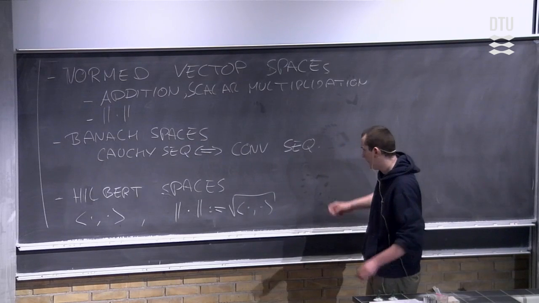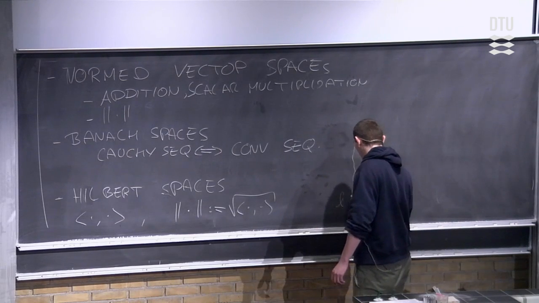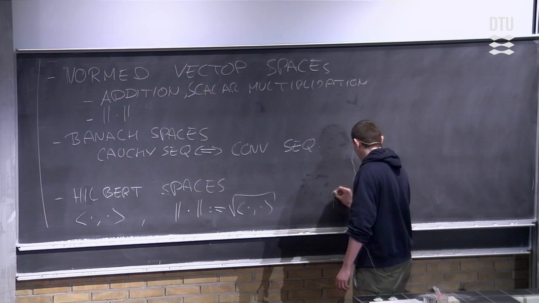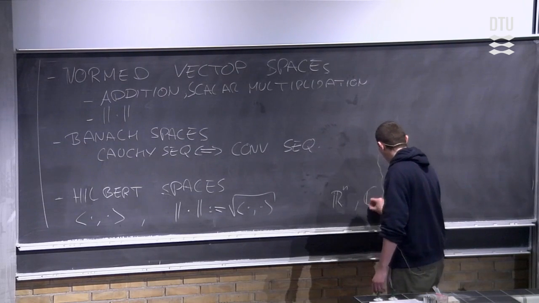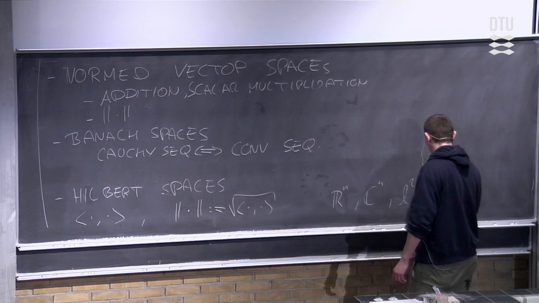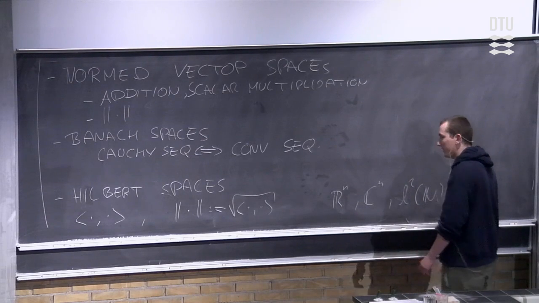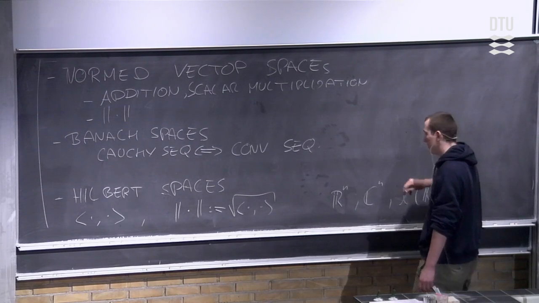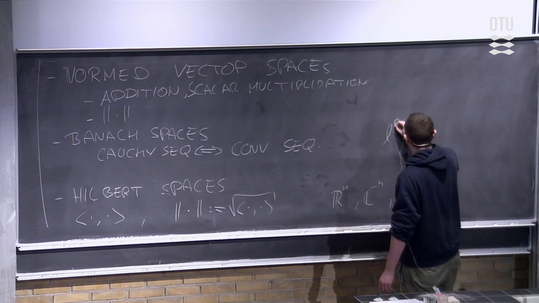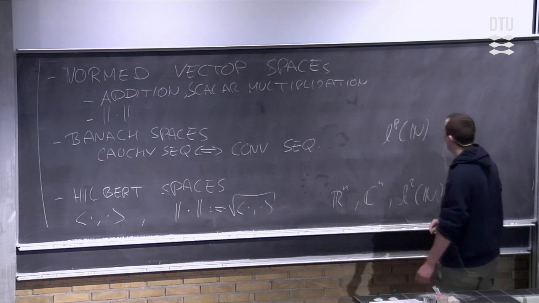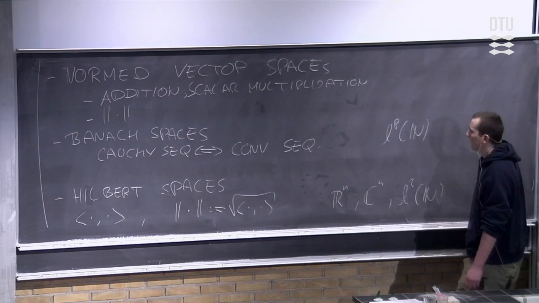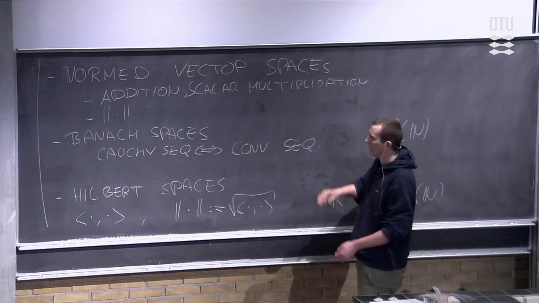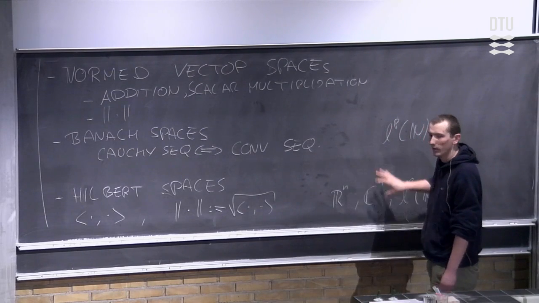And some examples of Hilbert spaces we saw last time were the classical spaces Rn and Cn, and then we had little L2 over the natural numbers. And spaces that are Banach spaces but not Hilbert spaces, we saw, for instance, LP on the natural numbers. Okay. And you see here we start with something and then we add more and more properties.